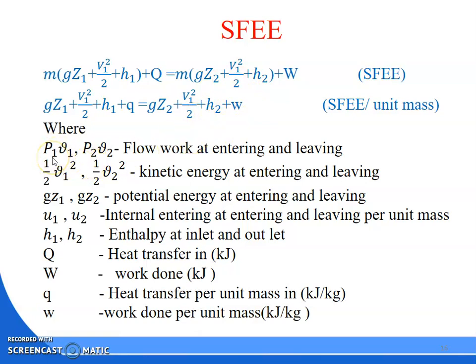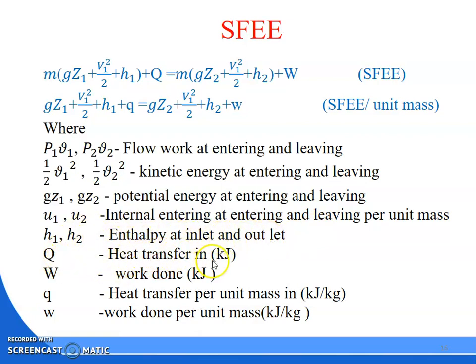Then we will see the abbreviations: P1 V1 and P2 V2. What are P1 V1 and P2 V2? These are the flow work at entering and leaving. Half V1 squared and half V2 squared are the kinetic energy at entering and leaving per unit mass. gZ1 and gZ2 are the potential energy at entering and leaving per unit mass. U1 and U2 are the internal energy at entering and leaving per unit mass. H1 and H2 are the enthalpy at inlet and outlet per unit mass, that is, the specific enthalpy at inlet and outlet.